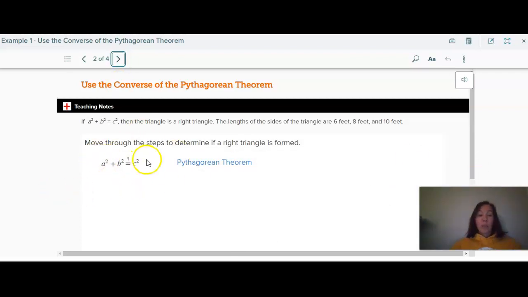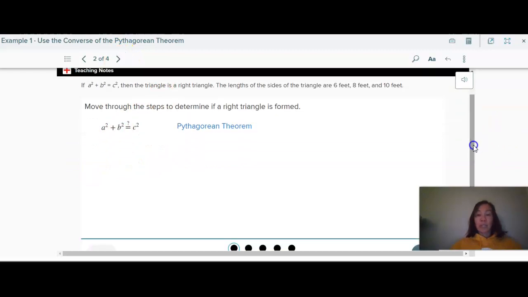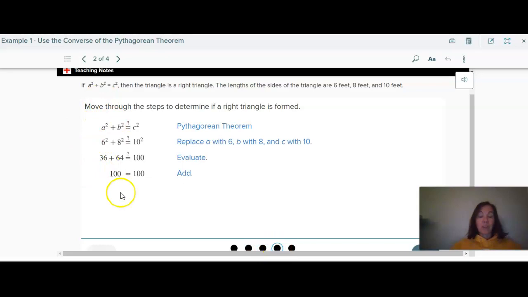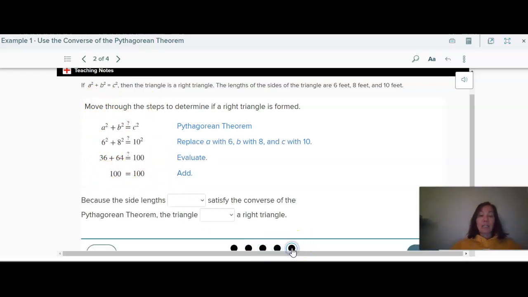So we are going to see if this is true. We have to plug it into the formula and see if it is true. Again, we'll replace A with 6, B with 8. Always put the biggest number in for C. So 6 squared plus 8 squared equals 10 squared, and then let's figure out what each of these sides equal. If I simplify the left-hand side, I get 100. Simplify the right-hand side, I get 100. Since this is true, because the side lengths do satisfy, the triangle is a right triangle here.